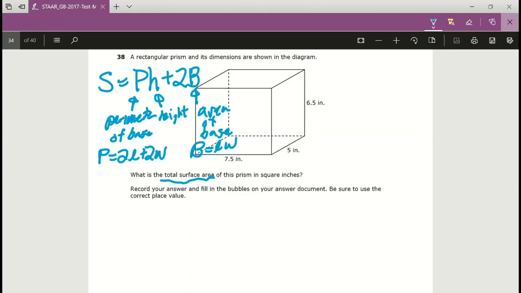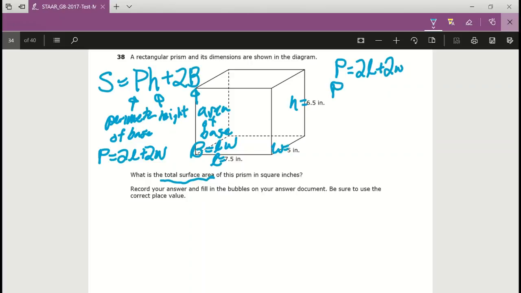We need length, width, and height. So let's find our length. Our length is here, our width is here, and our height is there. So we have length, width, and height. Next, from here, let's start off by finding the perimeter of our base. So we have this formula. I'm going to write it down again. P equals 2L plus 2W.